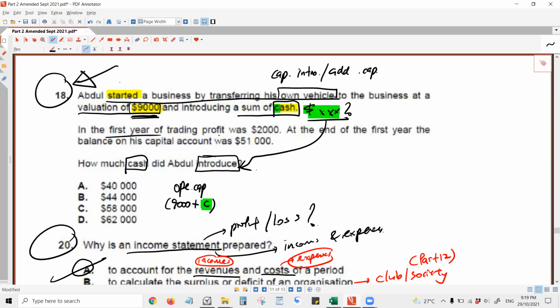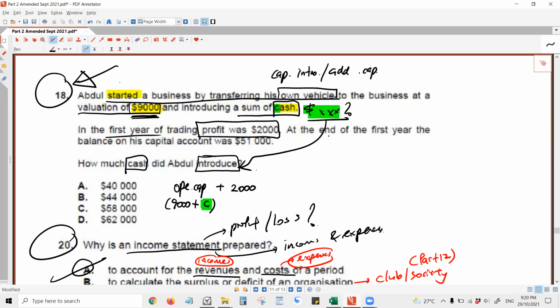In the first year of trading, profit was 2,000. It is profit for the year. When you see a single profit, it means profit for the year. So you plus profit for the year, right? Agree? In the SOFP capital section, you begin with opening capital, then plus profit for the year, then you minus drawings. Do you have drawings in this question? I don't see it anywhere. Is it necessary to have drawings every year? Of course, no. So ignore it.